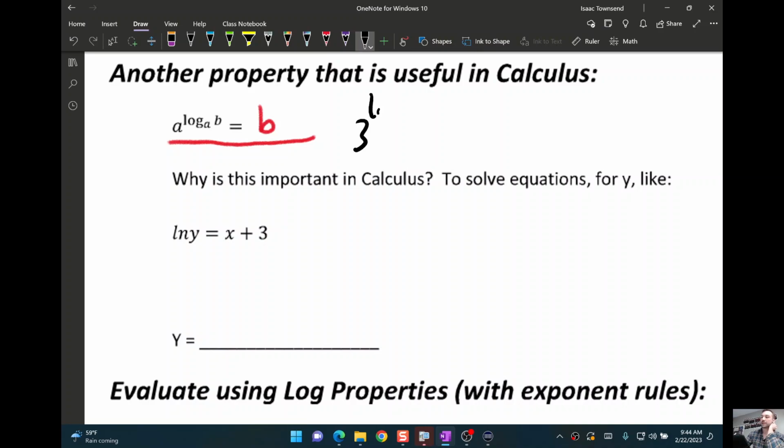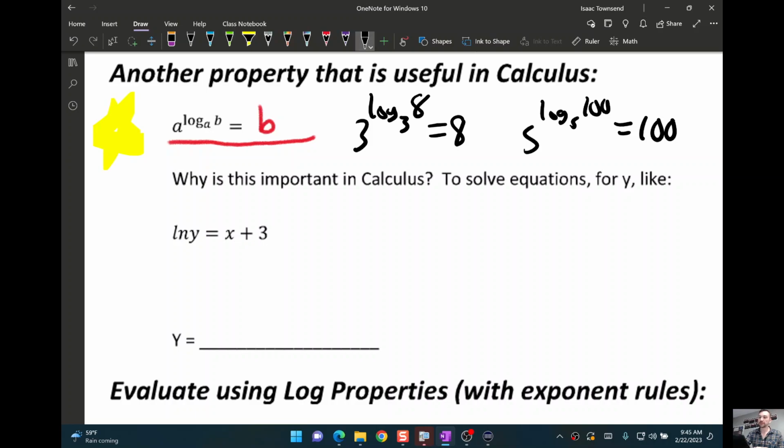So maybe if we write a couple more examples. 3 to the log base 3 of 8 is just going to be 8. 5 to the log base 5 of 100 is just going to be 100. It's really easy to apply. I'd be happy to show you why it works that way when we get near the end of this unit. But that's pretty much the only way we'll ask you, and you might want to put that in your notes. There's a couple of examples. You might have a point or two on a quiz or a point or two on a test about that.